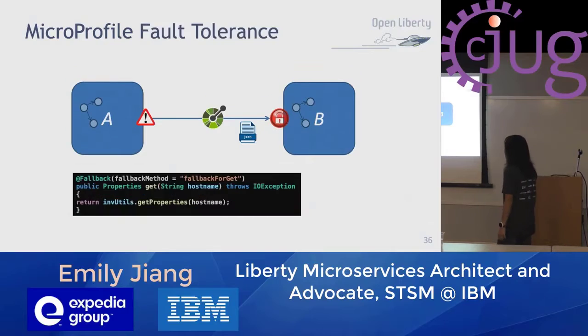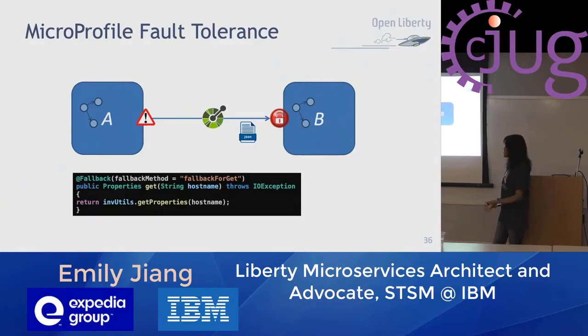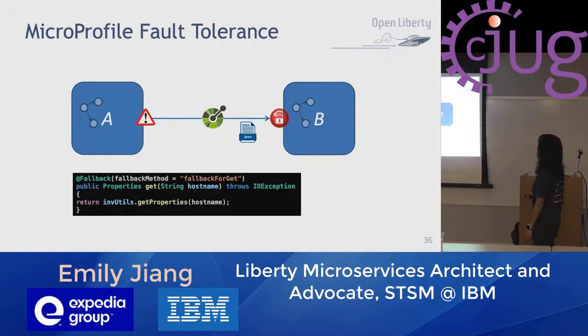So the next one is, as I said, how can you build a fairy godmother microservice. Basically, it can always function no matter what, right? It has magic. So in MicroProfile Fault Tolerance, we have retry, circuit breaker, bulkhead, and also fallback.